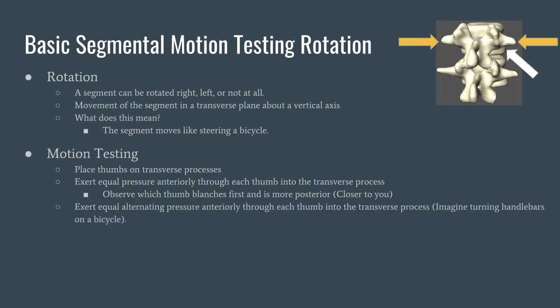Another way to motion test rotation is to exert equal pressure anteriorly, but alternate the pressure. This will be like turning the handlebars back and forth between left and right. What you're looking for here is which way the segment likes to rotate. If your left thumb goes deeper into the patient's back than your right thumb, which is stuck more posterior, each time you switch pressures, then the segment likes to rotate right, because it is resisting rotating left.